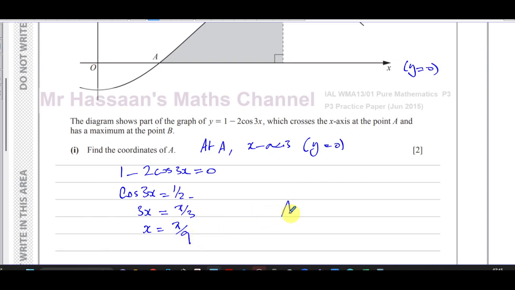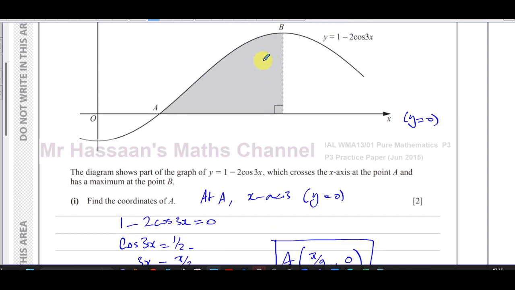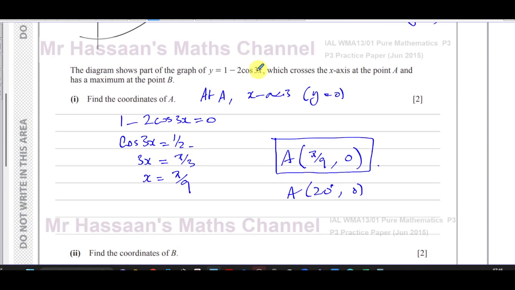That means the coordinates of A are pi over 9 for the x coordinate and 0 for the y coordinate. I could write this as 20 degrees and 0 if I wanted to, because pi over 9 is 180 over 9, which is 20. But I would prefer to leave my answer in this form, because I'm going to have to use radians when I'm dealing with the third part of the question. So there's question number 1 answered.